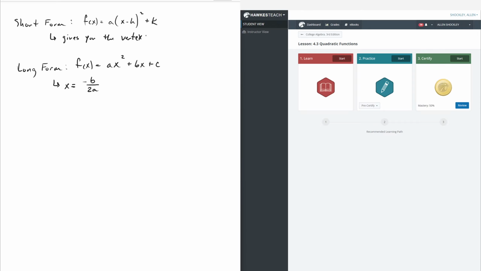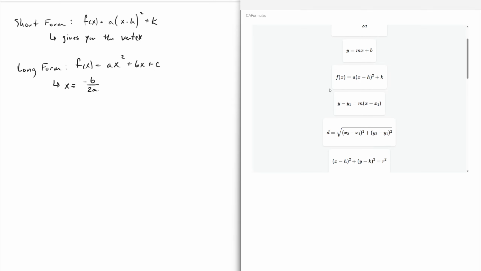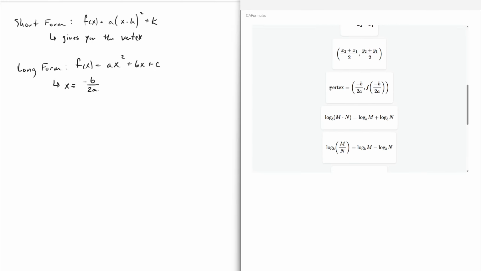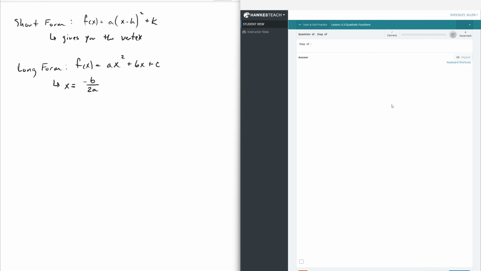So it really just depends on which one you get, that's the one you're going to need to use. The nice part is you only got a 1 in 2 shot. Also, in the CA Formulas website, you have them right here. So this is your short form with your vertex, h and k. And if we keep going, it says vertex again, and you have the actual formula for the vertex. Again, it really just comes down to this negative b over 2a. So let's start some practice this time.